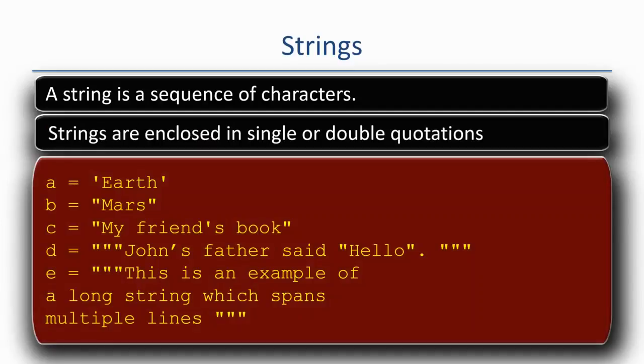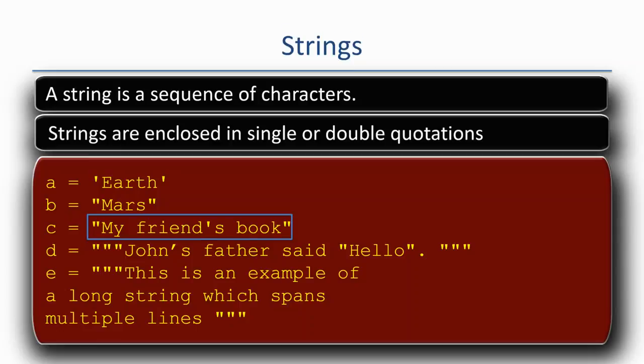Here are some examples. In the first case, I'm creating a string Earth by putting the word Earth in single quotations. In the second case, I'm creating a string called Mars by putting Mars in double quotations. If a string itself includes a single quotation, such as when you want to say my friend's book, then you enclose it in double quotations.